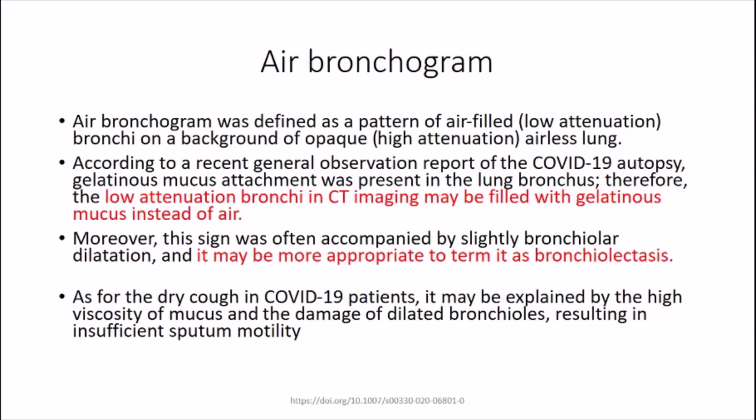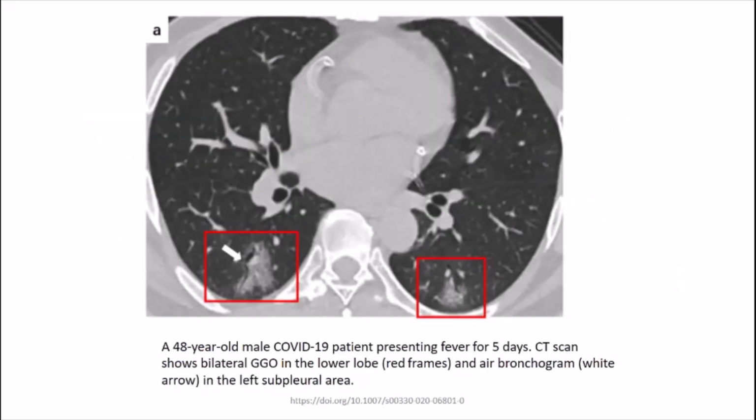As for why the patients have a dry cough, even with the presence of a mucus-filled bronchus, it is maybe explained by the high viscosity of the mucus and the damage of the dilated bronchioles, resulting in insufficient sputum motility. So this is a 48-year-old male COVID-19 patient presenting with fever for 5 days. The CT scan shows bilateral ground glass opacities in the lower lobes and an air bronchogram in the right subpleural area.